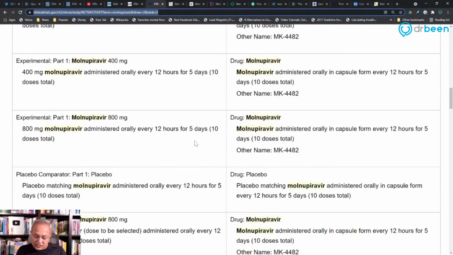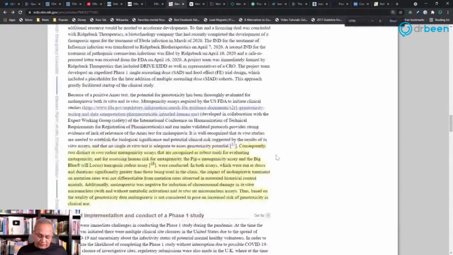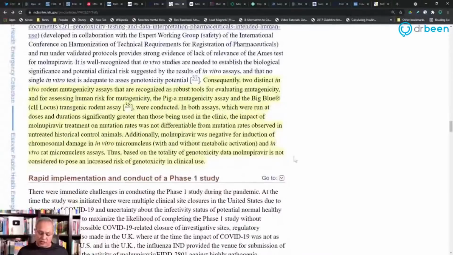Here we have an interesting study, where the data is not yet fully published, but the trial has been stopped, and it is now moving towards the EUA. This is another reference here. This is about the mutagenicity of the Molnupiravir.